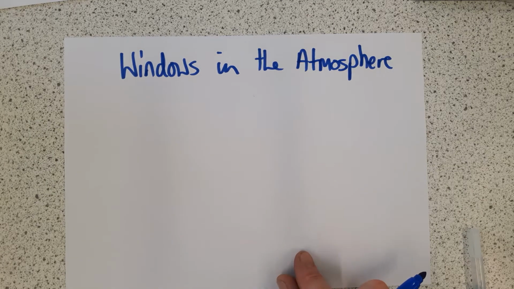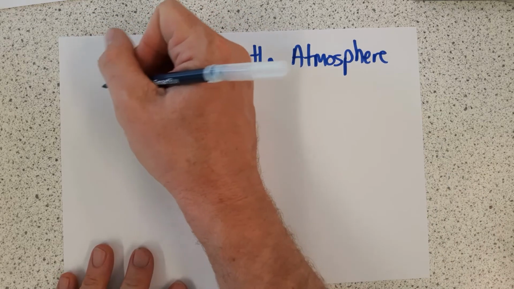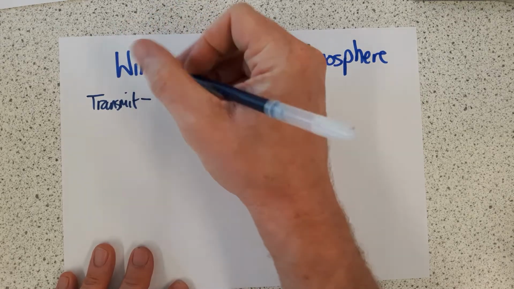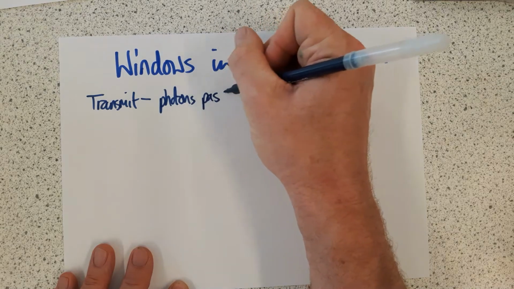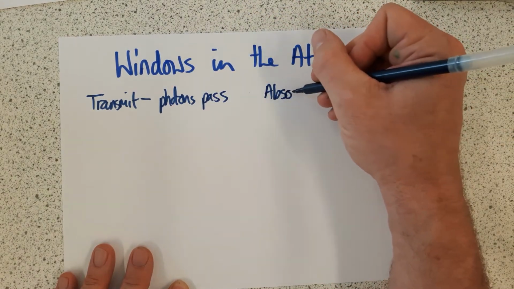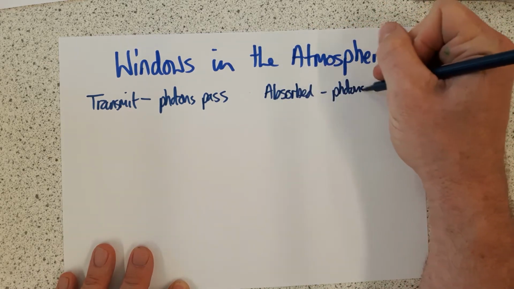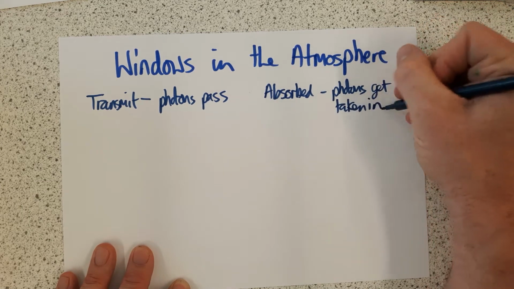Hi, this video is about looking at stars through the Earth's atmosphere and the problems that can bring. First of all, two keywords: transmit, which means photons are able to pass through something, and absorb, which means photons are not passed through. So photons get taken in, or they don't pass through.